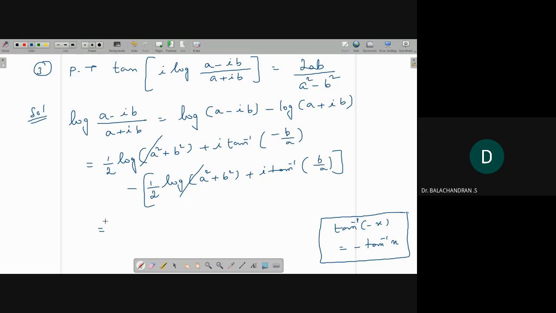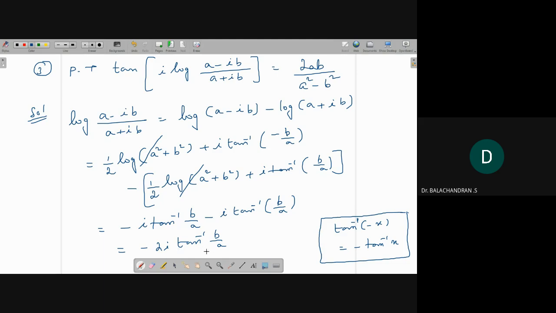Okay, you can write minus tan inverse of b by a. And then minus, here you have plus, minus. Yes, minus tan inverse of b by a. So which is equal to minus 2i tan inverse of b by a. Thank you, Purnachandran.